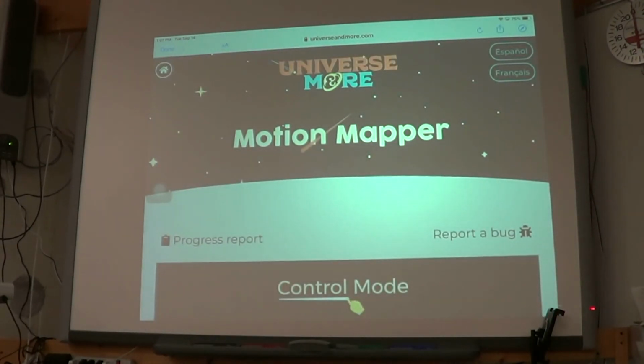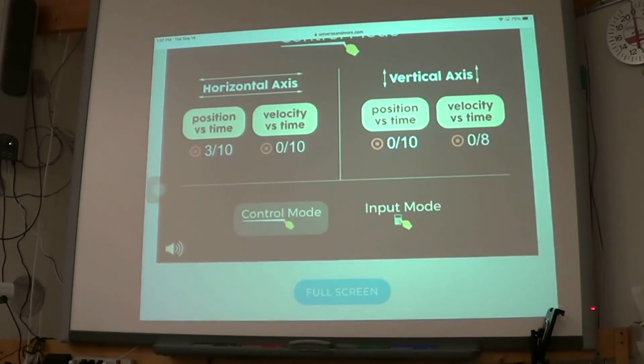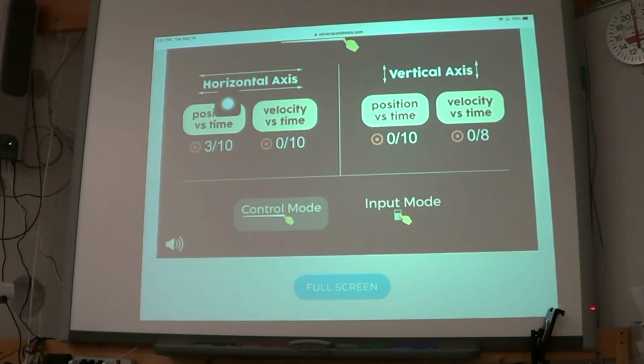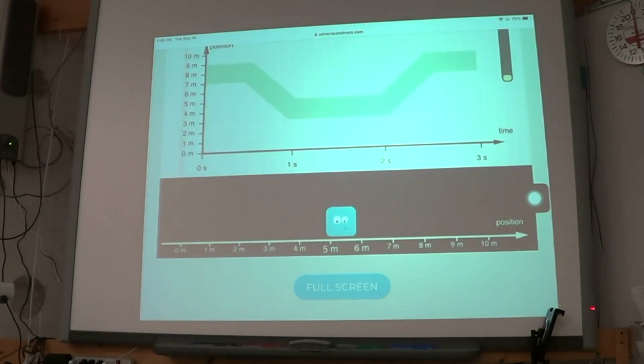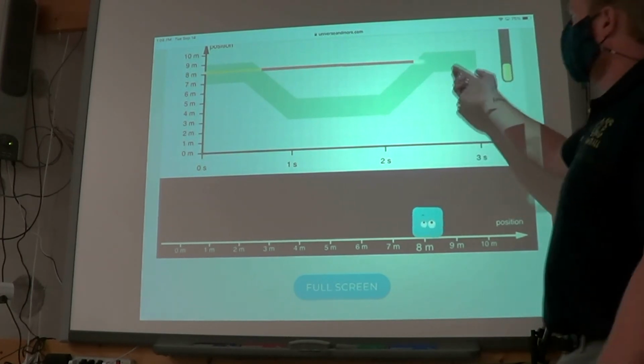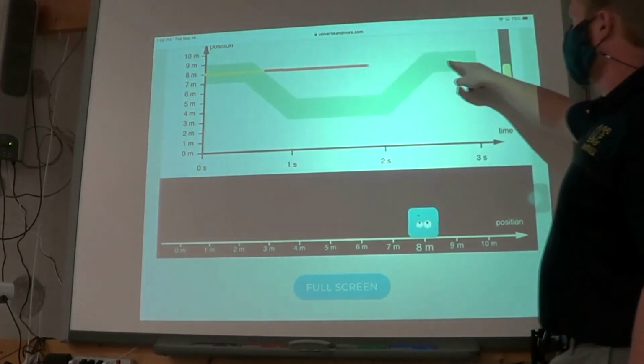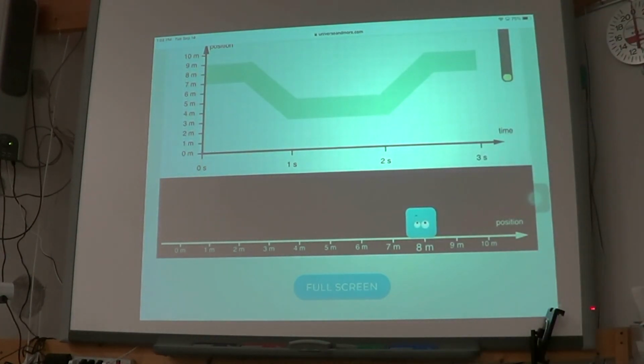The idea is you go through, and we are only doing the position versus time in the control mode and the input mode. And we're only going to do the horizontal axis. So the idea is you're trying to move that block such that it stays in that line. For example, that green bar, I have to start at 8 meters and end at 8 meters. But partway through, it changes. So you've got to kind of drag the block around.